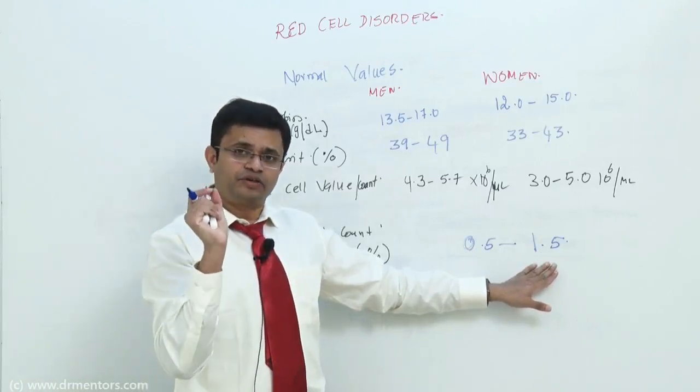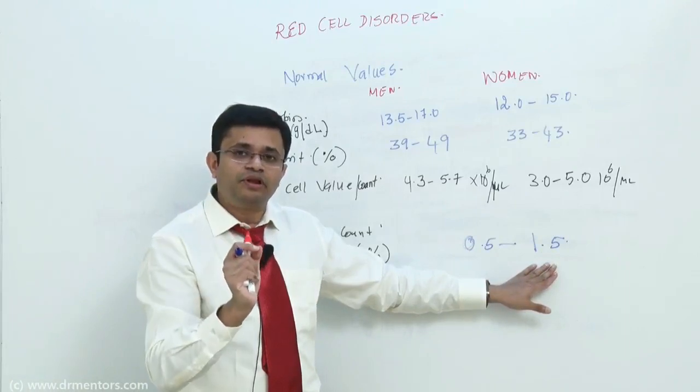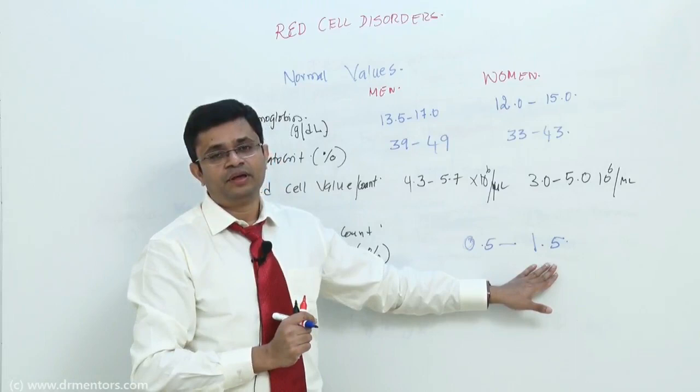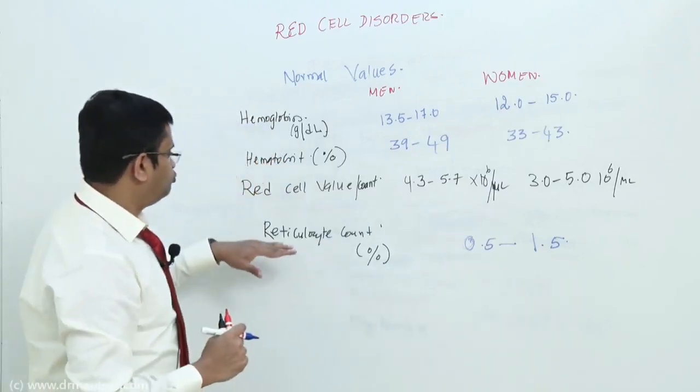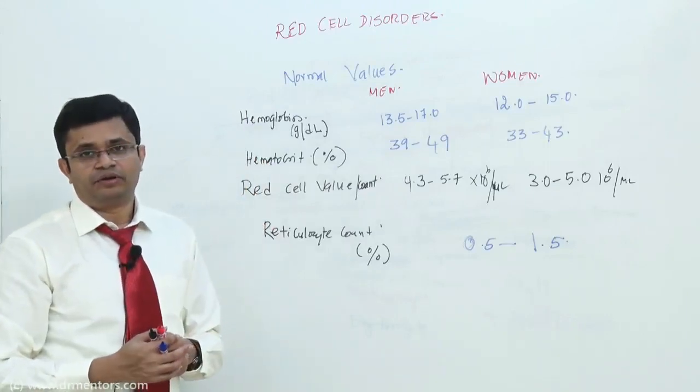What does the reticulocyte count indicate? The reticulocyte count indicates the normal proliferating capacity of the marrow. So that's your retic count.